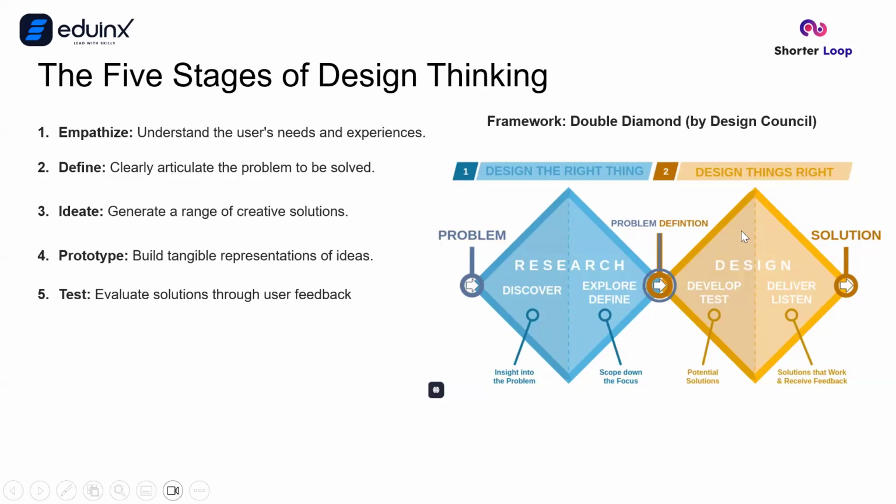Now, again, the second diamond is starting. What was the first thing in the first section? Design the right thing. You may get 100 problems, but how will you know what the right problem is? This is where you got the right problem. So the first diamond is helping you to design the right thing. Now that you have identified the right problem, what are the avenues or the solutions to actually solve that problem?